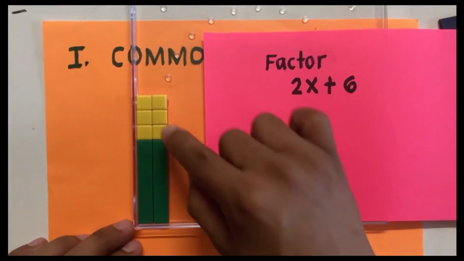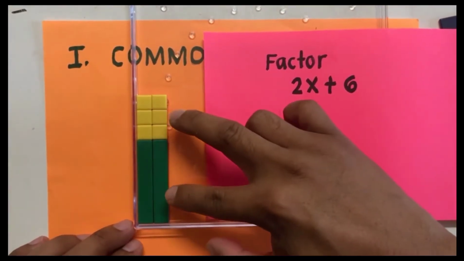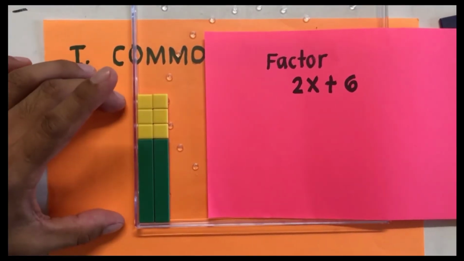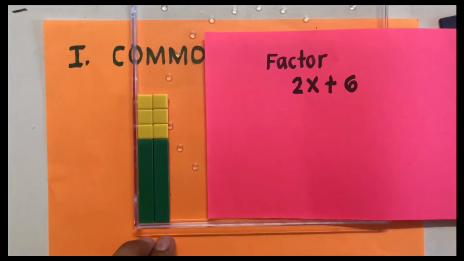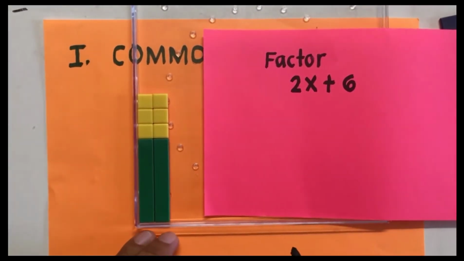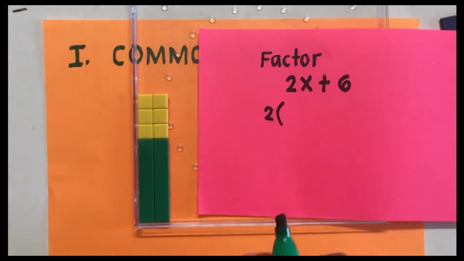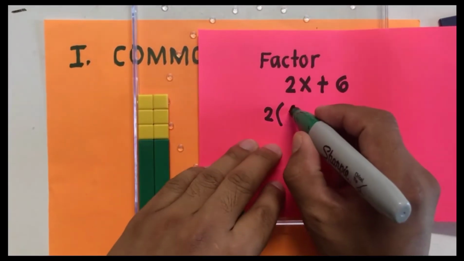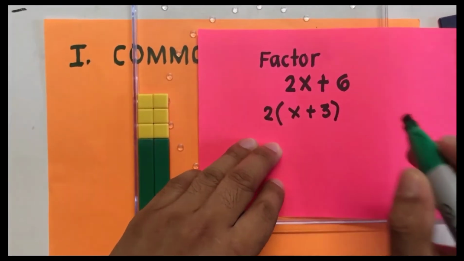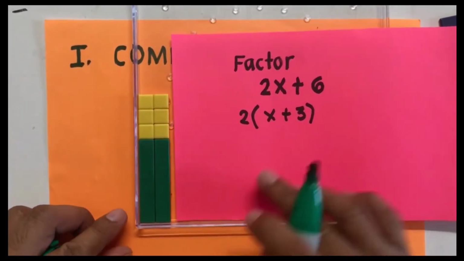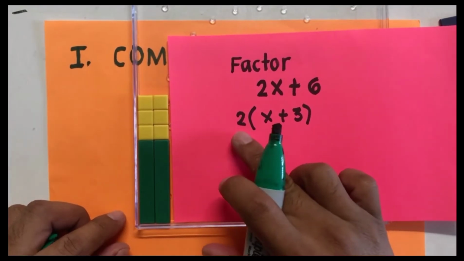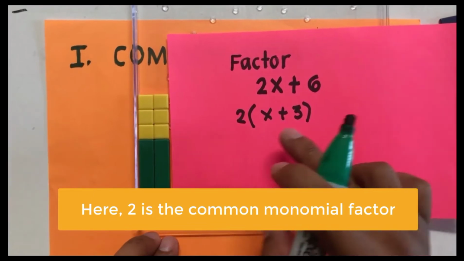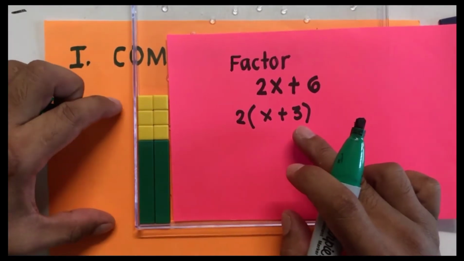We said that to factor 2x plus 6, or to factor the product, we need to get the length and the width. So what's the length and the width here? The length is this one, and the width is this one. So let's write them down. The width would be this 2, and the length is x and 1, 2, 3, x plus 3. We therefore say that the factors of 2x plus 6 are 2 times the quantity x plus 3, with 2 as one factor and x plus 3 as another factor.